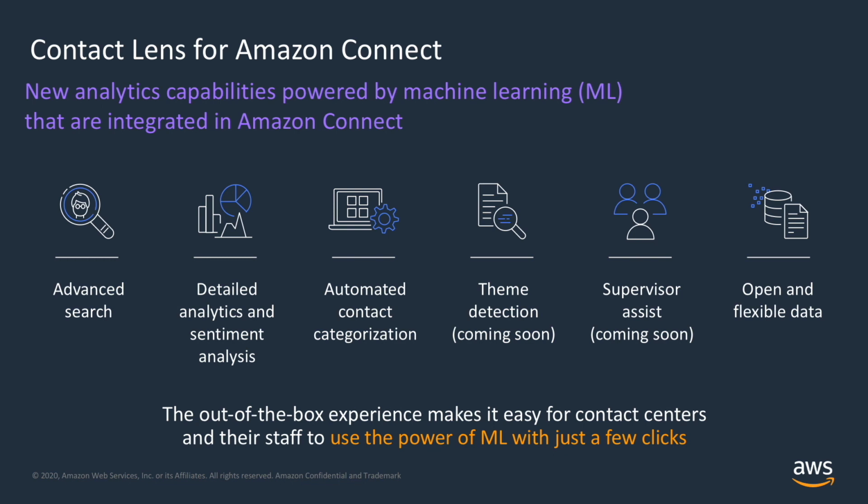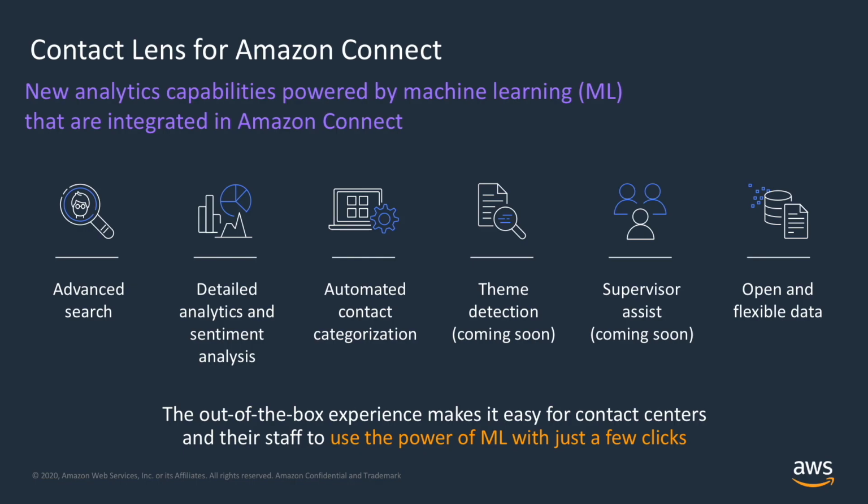Getting started with Contact Lens for Amazon Connect is easy. You can configure which calls you want to analyze in the Amazon Connect contact flow by selecting the Contact Lens Speech Analytics checkbox in the Set Recording and Analytics behavior block. Once you have completed this configuration, Contact Lens will automatically start analyzing calls that pass through this contact flow block. Just like Amazon Connect, Contact Lens requires no contract or upfront commitments, and you only pay for what you use. Next, we will look at each of these features in more detail.